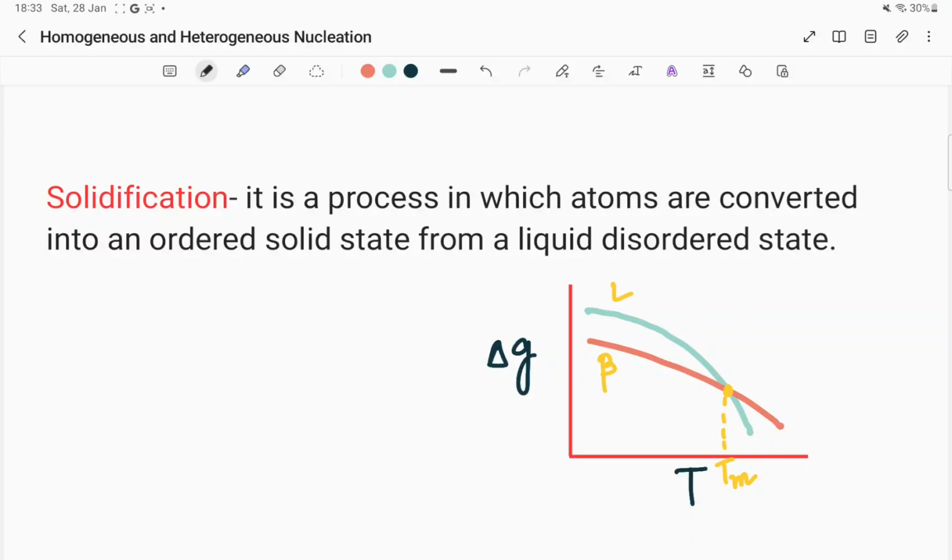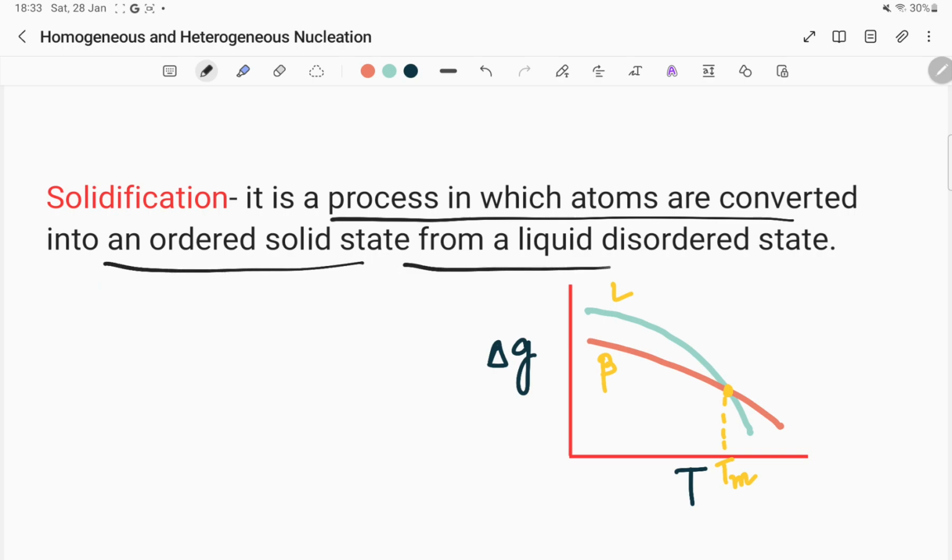Hello everyone. So in this video we will discuss homogeneous nucleation. So what is solidification? It is a process in which atoms are converted into an ordered solid state from a liquid disordered state. So this diagram will be shown from delta G versus T.